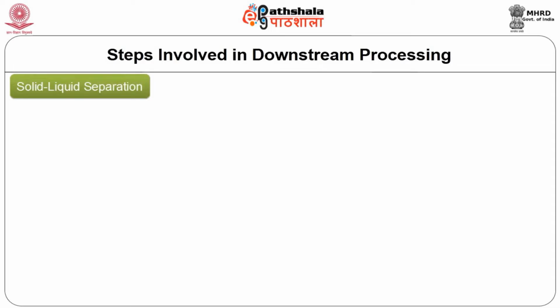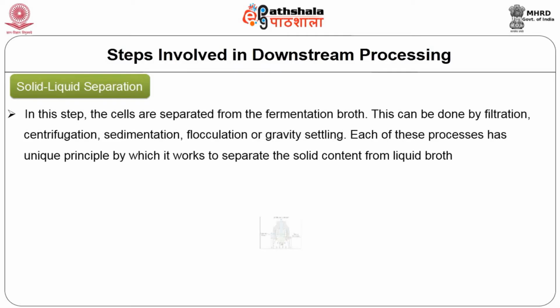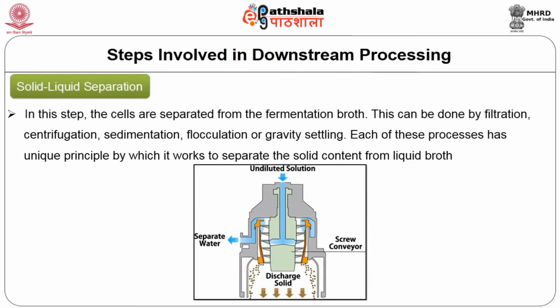Now, we shall discuss the very first step in downstream processing, that is solid liquid separation. In this step, the cells are separated from the fermentation broth. This can be done by filtration, centrifugation, sedimentation, flocculation or gravity settling. Each of these processes has a unique principle by which it works to separate the solid content from liquid broth.